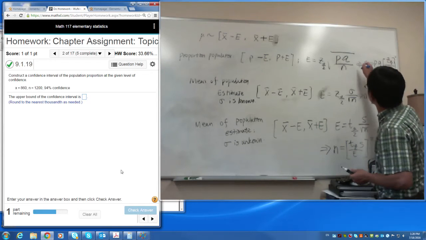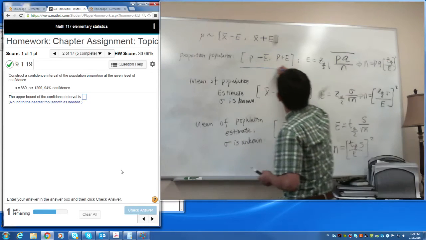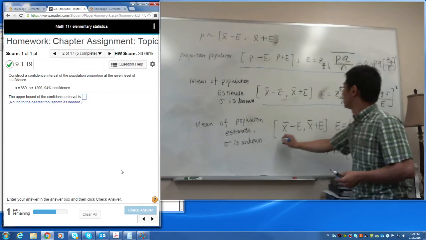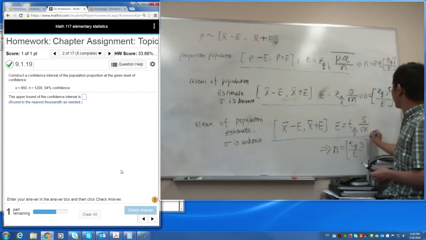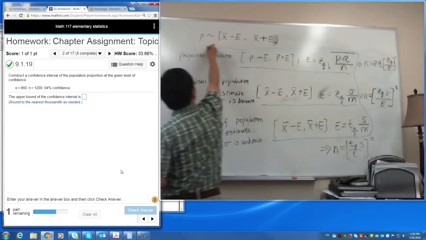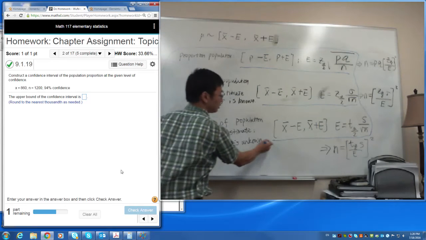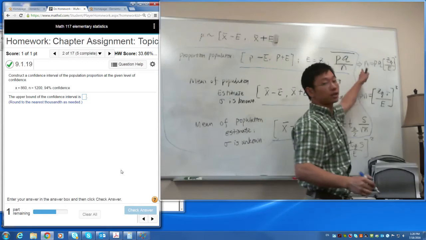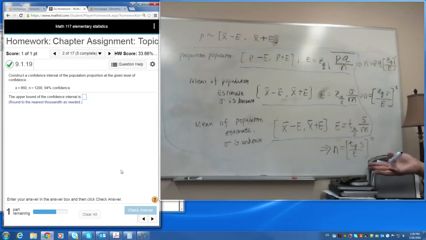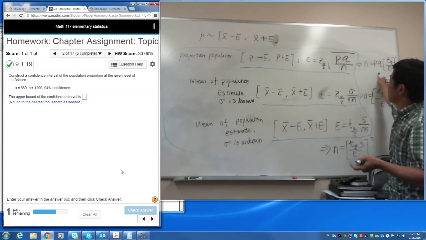Most of the time, you're going to use this formula, and this formula. But sometimes it asks you to find out the sample size. The sample size, what sample size I need to choose to have enough to have the accuracy. So you're going to choose the formula for the sample size.